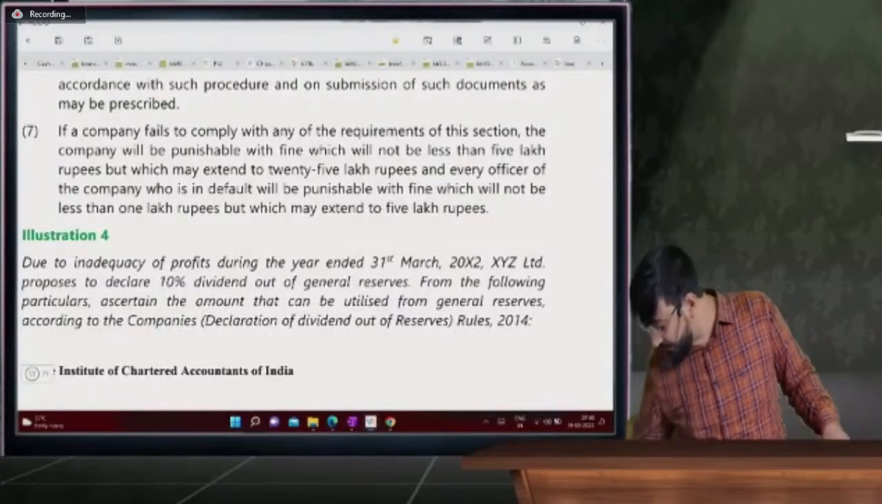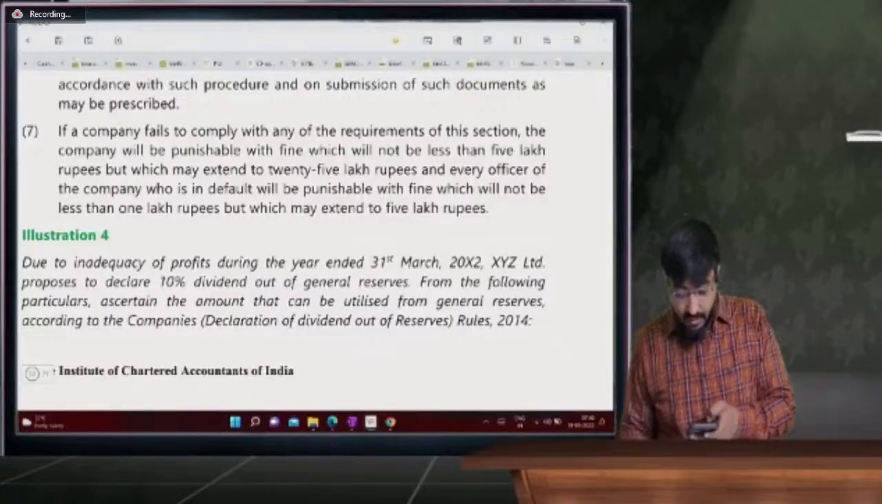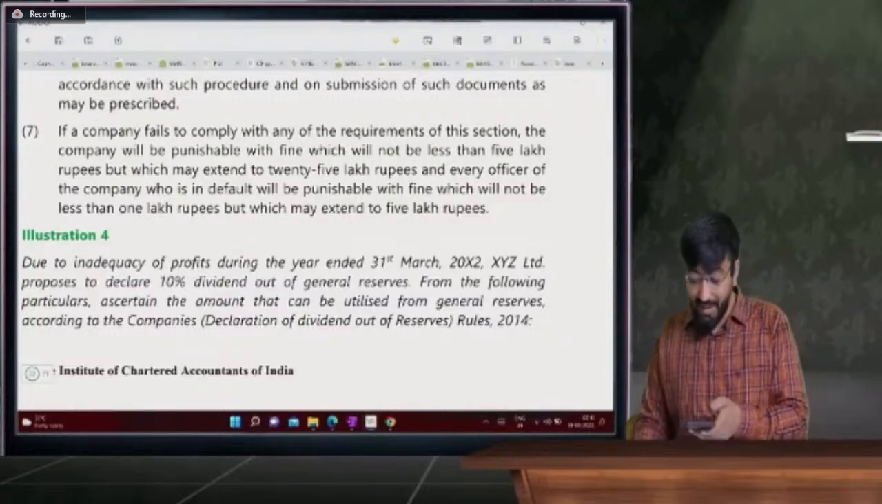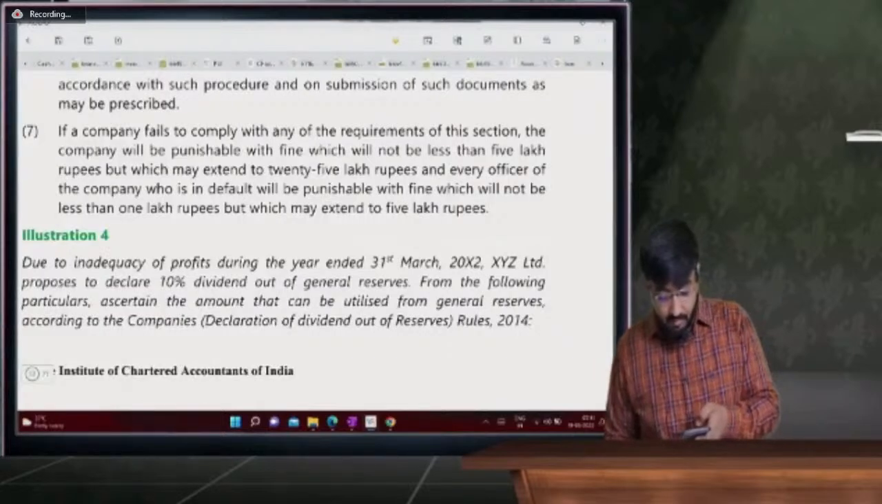Who explained it very properly? Shashwat told us: dividend rate should be less than the average dividend rate of the last 3 years. Maximum amount that can be drawn is 10% of paid up capital plus free reserves, and balance after withdrawal is 15% of paid up capital. That is the balance. Yes.